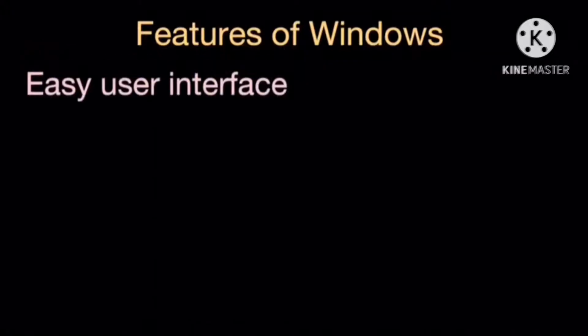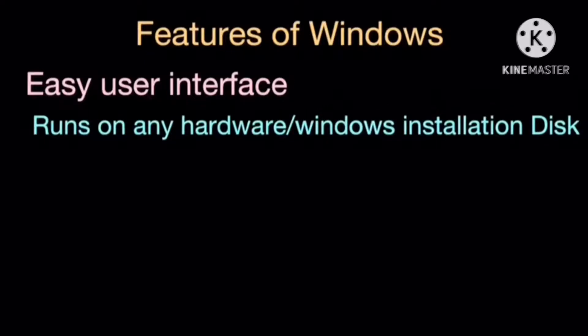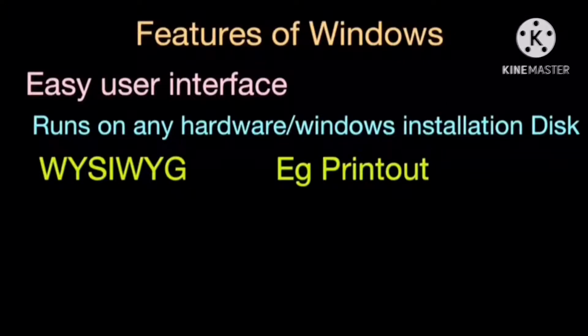First comes the features of Windows. First feature is easy user interface, which means it's very easy to use Windows. For example, if I want to create a new folder, just by clicking a mouse, I can do it. So it is very user friendly. Second one, we can run Windows on any hardware. Only one thing is required. What is that? Windows installation disk. If you have that CD with you, you can run Windows on any hardware.